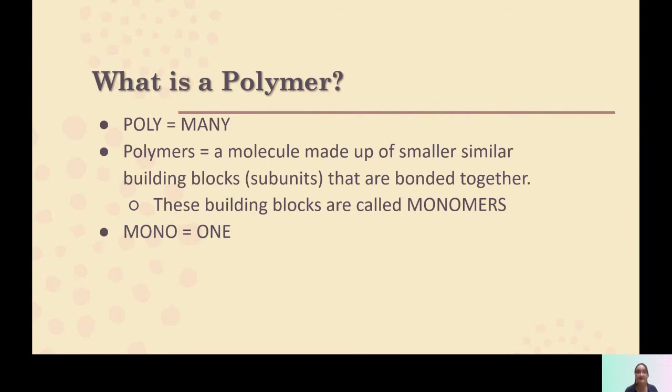Now, the building blocks that make up the polymer, so the polymer would be the large piece that has a bunch of the tiny pieces of the same kind together. The pieces that make up that polymer are called monomers, because mono means one. So the monomers are the smallest ones. The polymers are when they're bound together, a bunch of them, right?